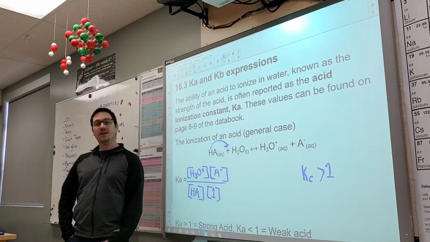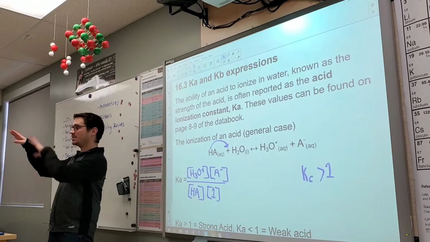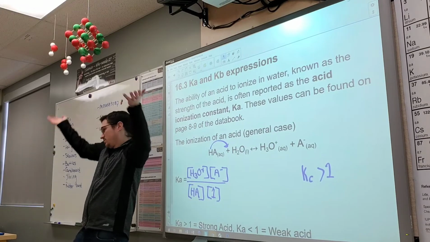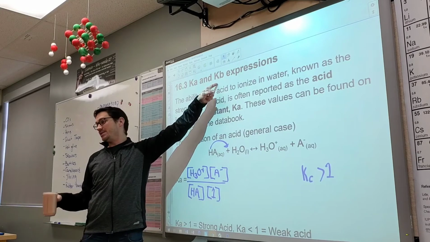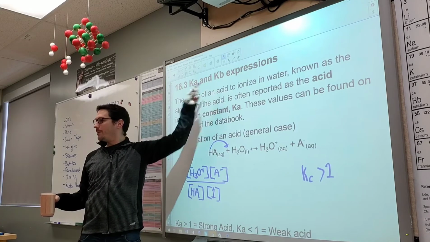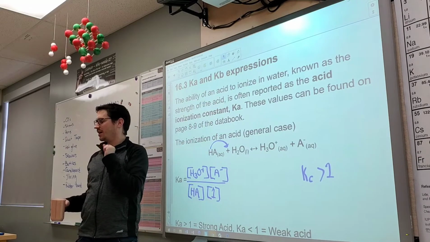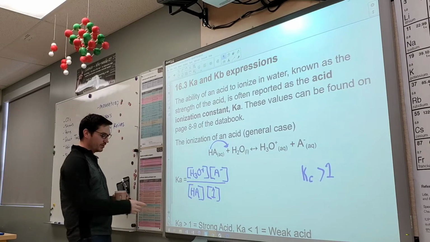So a Ka is acid plus water makes hydronium. Good, acids make hydronium in water, right? A base, what do bases make? Bases make hydroxide. Okay, that'll be important a little bit later.